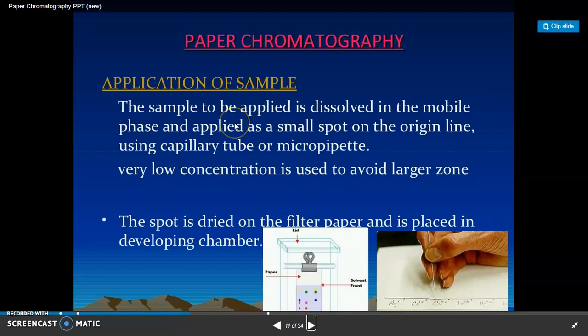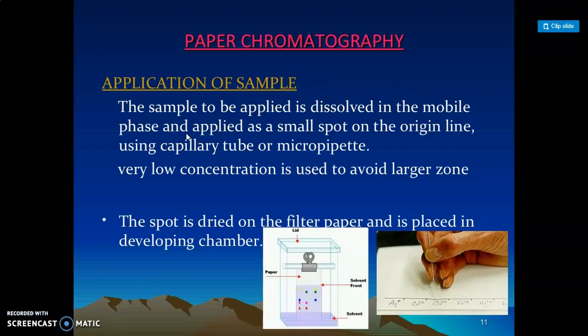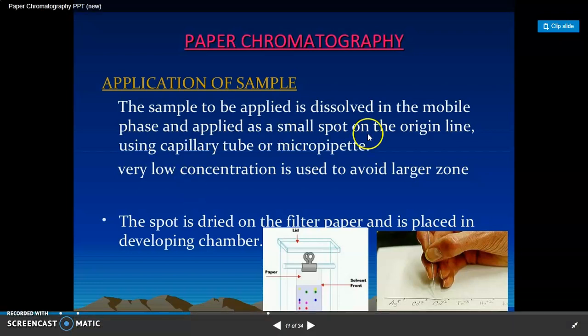Then application of the sample. The sample to be applied is dissolved in the mobile phase. If it is dissolved in an organic mobile phase, then that will be very easy for separation, and it is applied as a small spot on the original line using a capillary tube or micropipette. A micropipette is there in the lab, but it's costly, so we generally use the capillary tube. So take the sample in the capillary tube and put a spot at the place where the pencil mark is made on the paper, in very low concentration.